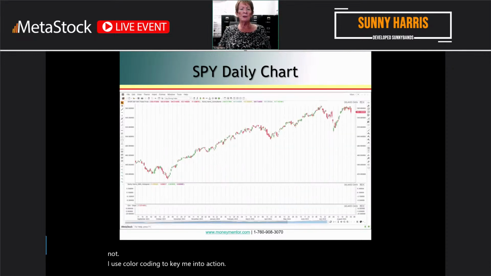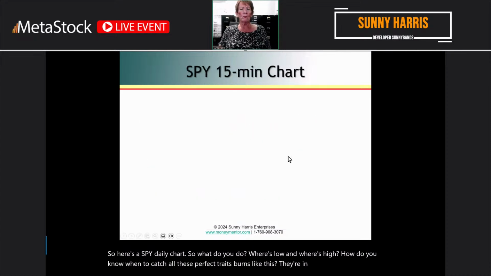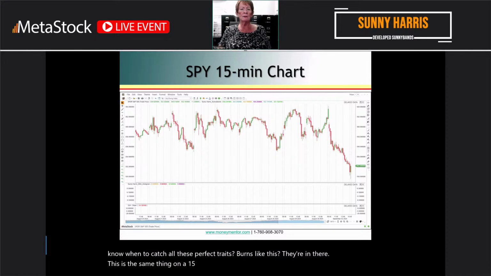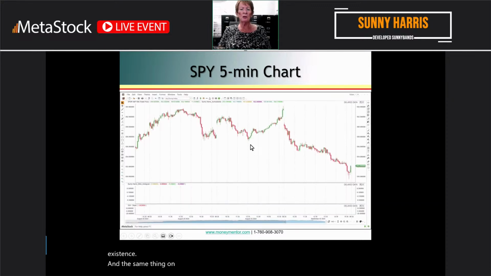So here's a SPY daily chart. Where's low and where's high? How do you know when to catch all these perfect trades? Turns like this, they're in there. This is the same thing on a 15-minute chart, and you can see how different it looks. There are extended sideways periods during the trading day, often, which is the bane of every trader's existence. And the same thing on a 5-minute chart looks like that.